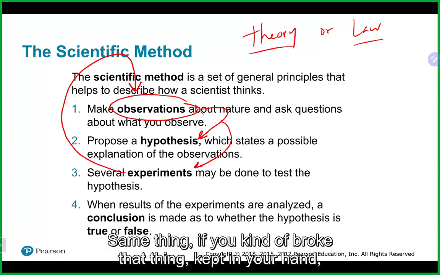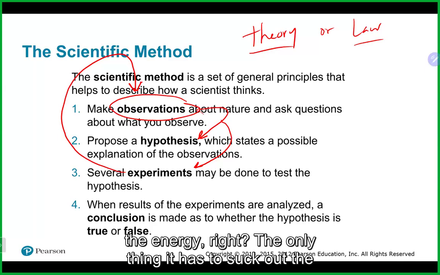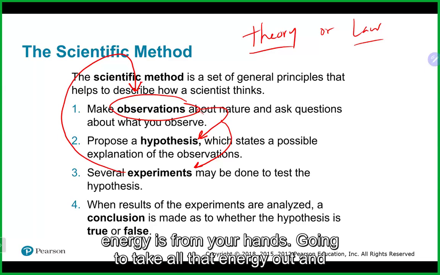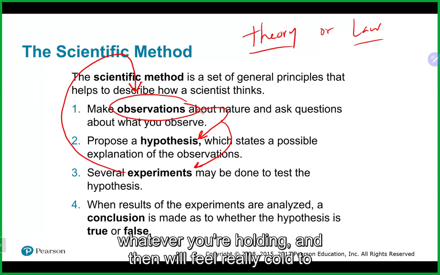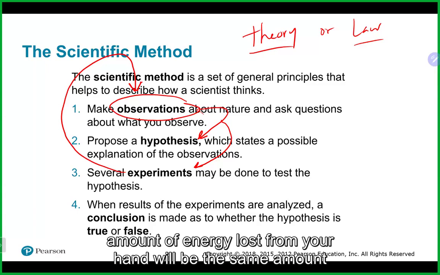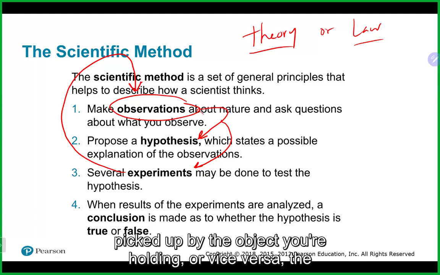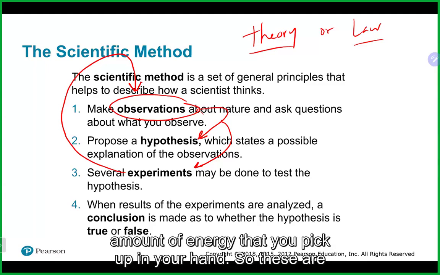Same thing if you broke that thing, kept it in your hand, and it was an endothermic reaction that sucked out all the energy. The only place it has to take the energy from is your hand. It's going to absorb all that energy that you lose from your hand into whatever you're holding, and it will feel really cold to you. That transfer of energy will be equal. The amount of energy lost from your hand will be the same amount picked up by the object you're holding, or vice versa. The amount of energy released by that reaction will be the same amount of energy that you pick up in your hand.